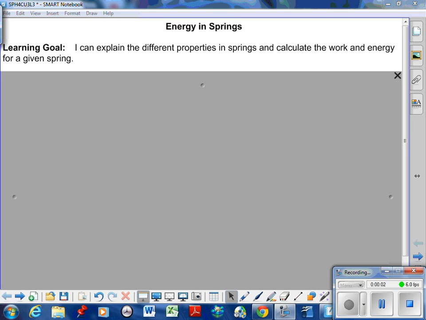All right, welcome to our third lesson in the energy unit. Today we're talking about energy in springs. So our learning goal today: I can explain the different properties in springs and calculate the work and energy for a given spring.